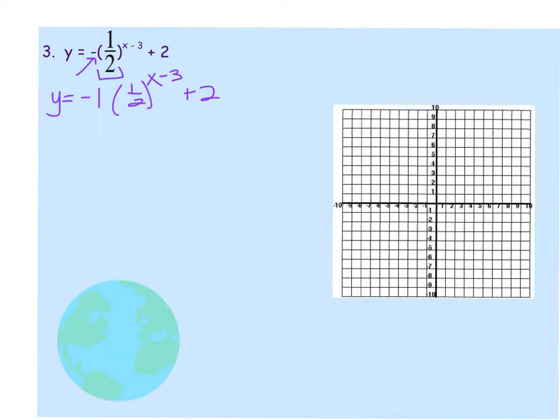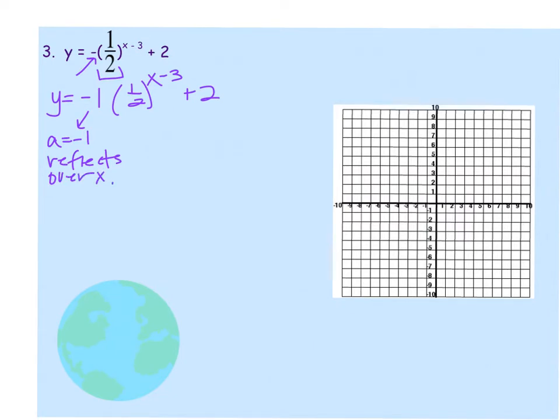There's a lot that's going to happen to the shape of this graph based on kind of what the original basic growth and decay models looked like. We know a is negative 1. That means the graph is going to reflect over the x-axis. Let's jot that down to make sure we remember that in our table. So it's going to reflect over the x-axis.